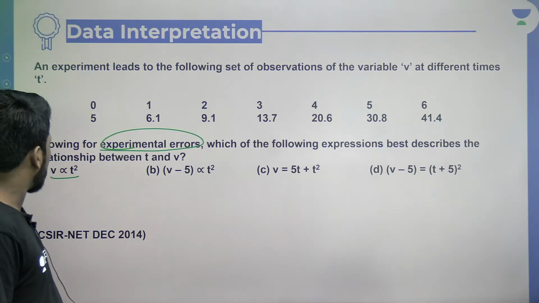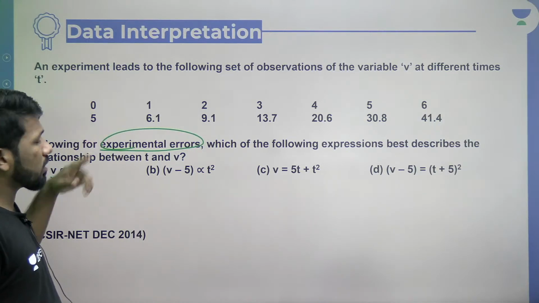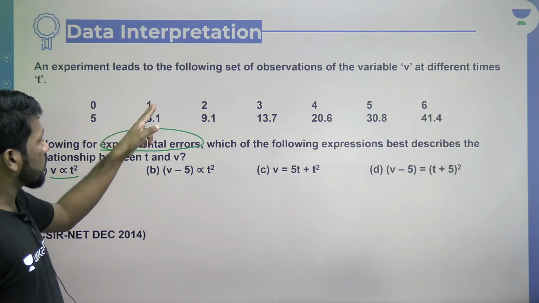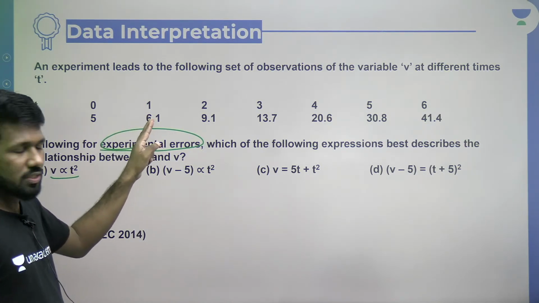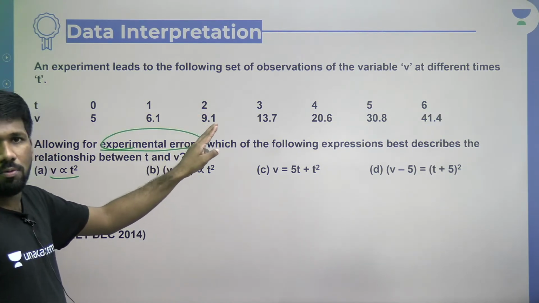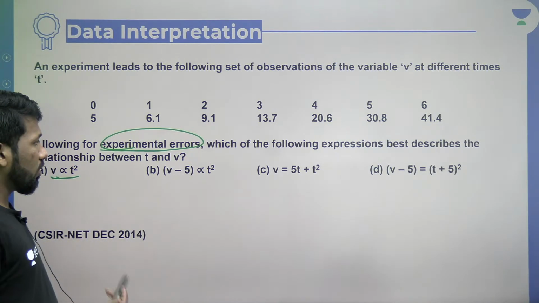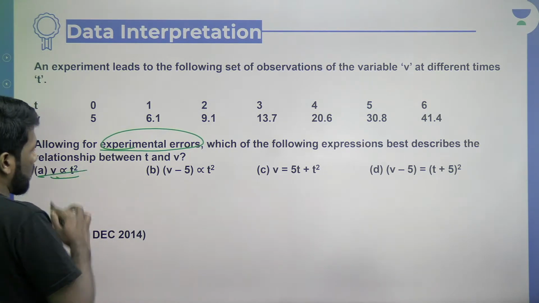When t is 0, t square is 0, and v is 5. T square into a common number should give 5. 1 square into the same common number should give 6.1. 2 square into the same common number should give 9.1. Then only we can say it is directly proportional. You cannot establish such a relation at all.